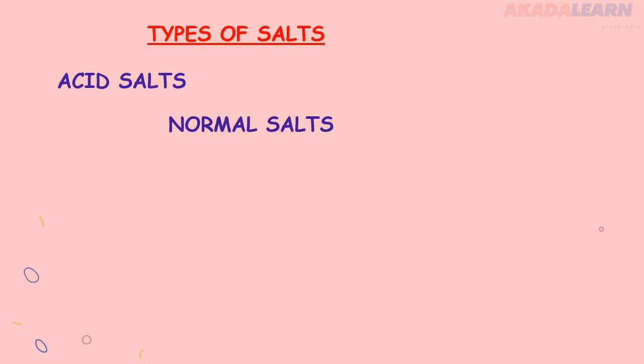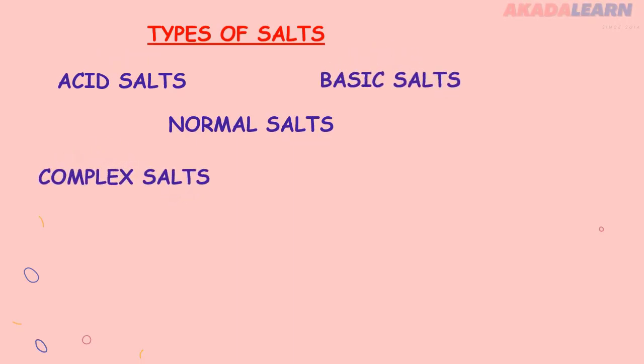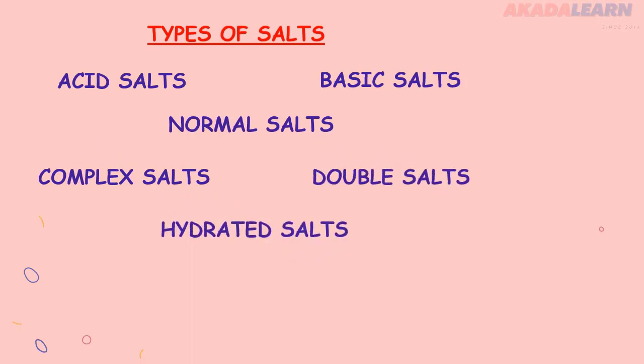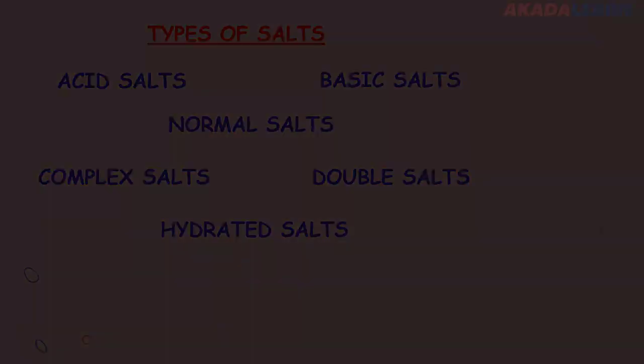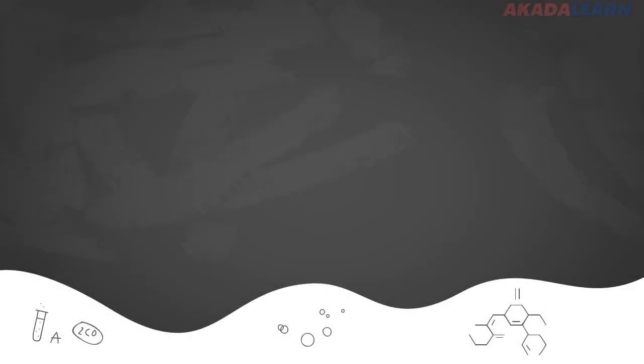Types of salts. We have the normal salt, the acid salt, the basic salt. We also have the complex salts. We have hydrated salts and the double salts. Let's now take a look at them one after the other.